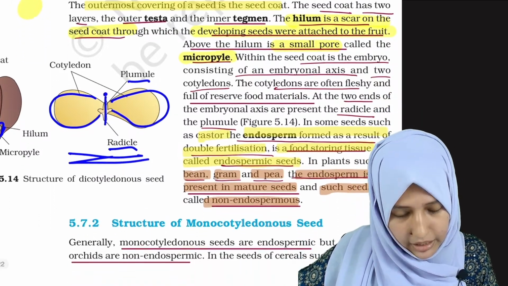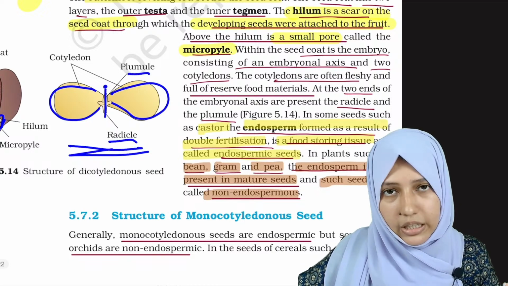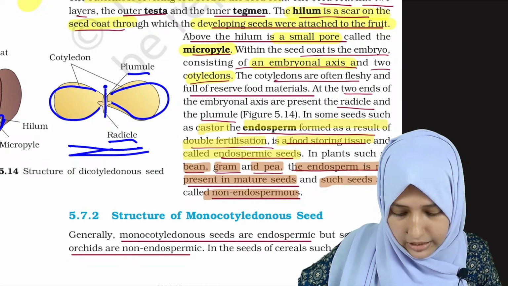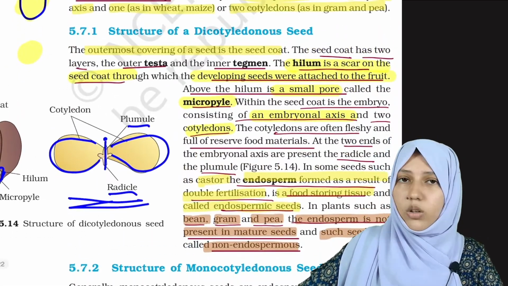Inside the seed coat is the embryo, and as we said, it will have an embryonal axis and two cotyledons. This is about dicotyledonous seeds.